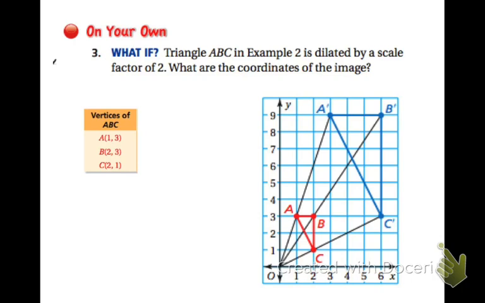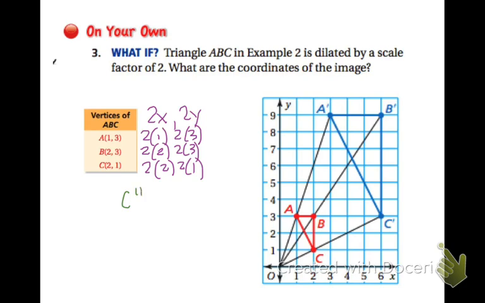So dilating by a scale factor of 2. To show your work, you could show that you're going to take 2 times the x-coordinate and 2 times the y-coordinate. So 2 times 1 and 2 times 3 for A, 2 times 2 and 2 times 3 for B, and 2 times 2 and 2 times 1 for C. I'm going to give these a notation, and I'm going to change the color here maybe to green, and I'll call them C double prime.